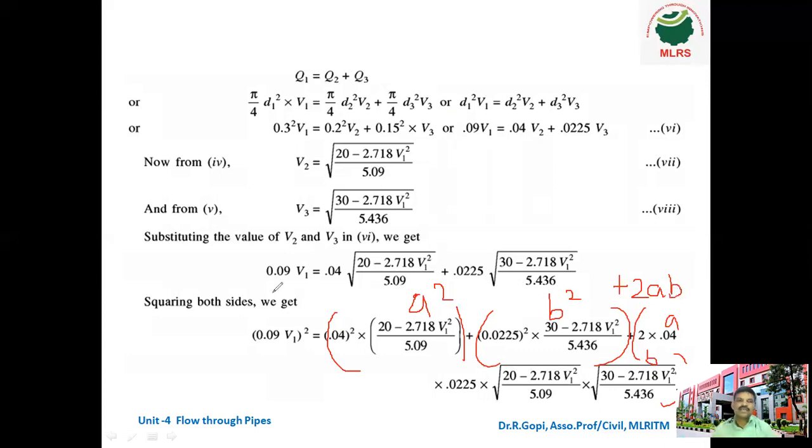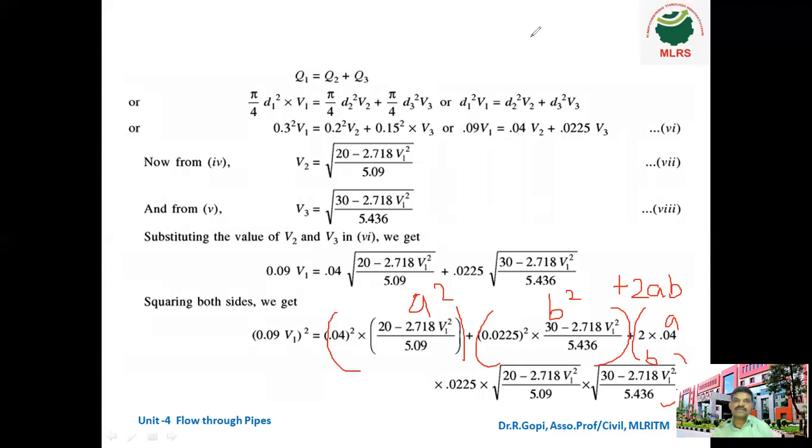Once you understand, here why we are squaring the equation on both sides is to remove this root. If the root is there, it is very difficult to calculate V1. So for removing purpose we are squaring. If you square, the right side equation is in the form of A plus B the whole square. So substitute the formula, A square plus B square plus 2AB.